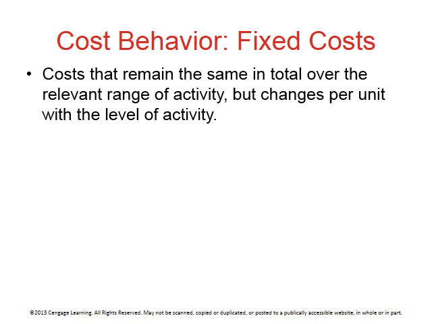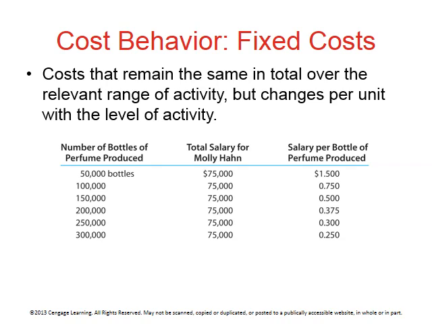Fixed costs remain the same regardless of how many units you produce. If we look at Molly Hahn's salary, whether we produce 50,000 bottles or 300,000 bottles of perfume, we're still paying Molly Hahn $75,000. It's a fixed cost. But her salary per bottle of perfume produced actually goes down as we produce more units. We're still paying her $75,000; we just spread it across more units of perfume produced.